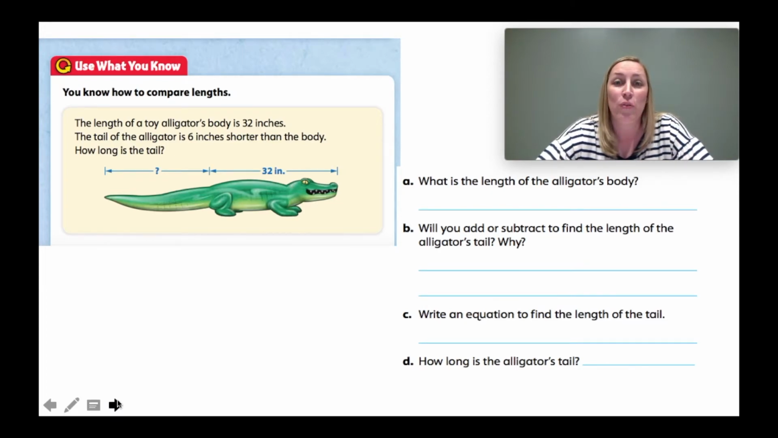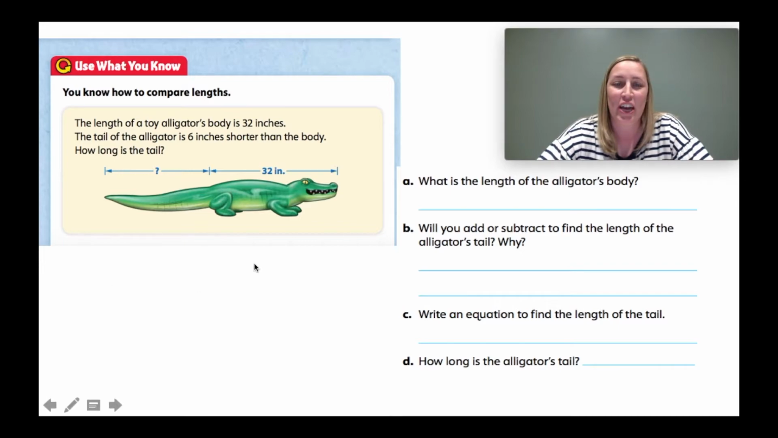All right, so we're going to get started now. If you have a pencil and some scratch paper that you can use to solve these problems, that would be great. If you want to pause the video and go get your pencil and paper, you can do that. All right. First of all, let's look at our problem. Let's read it and see what we're going to do today. The length of the toy alligator's body is 32 inches. The tail of the alligator is 6 inches shorter than the body. So, how long is the tail?